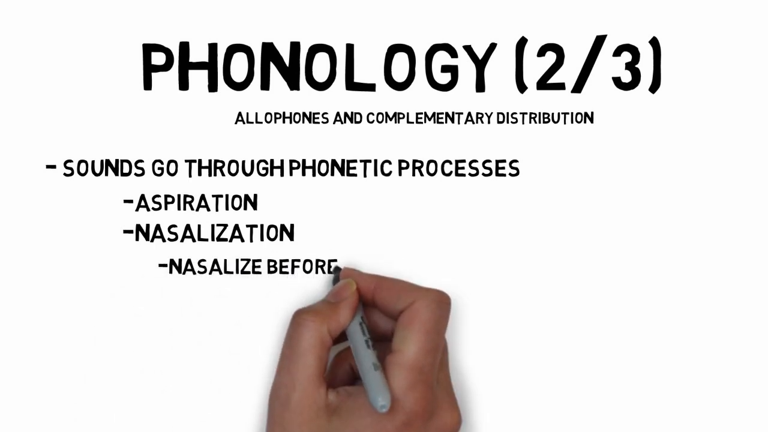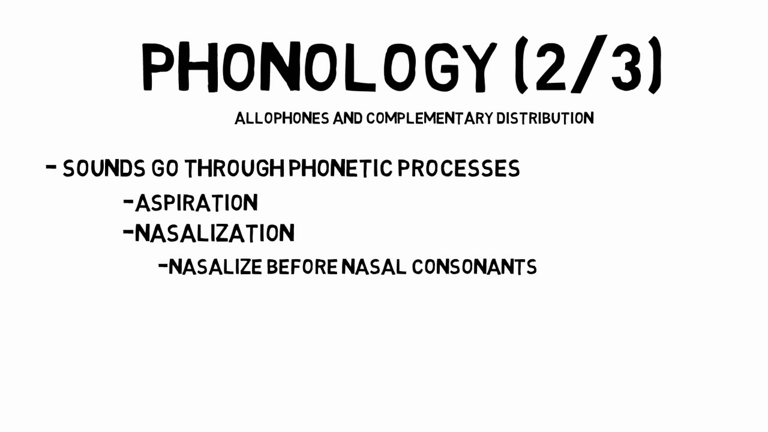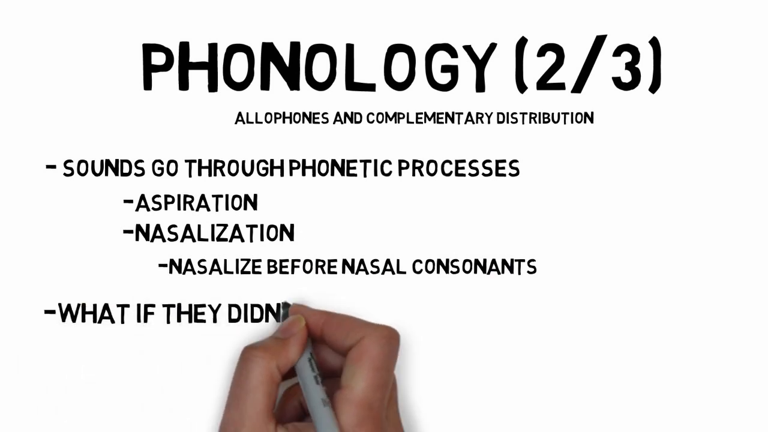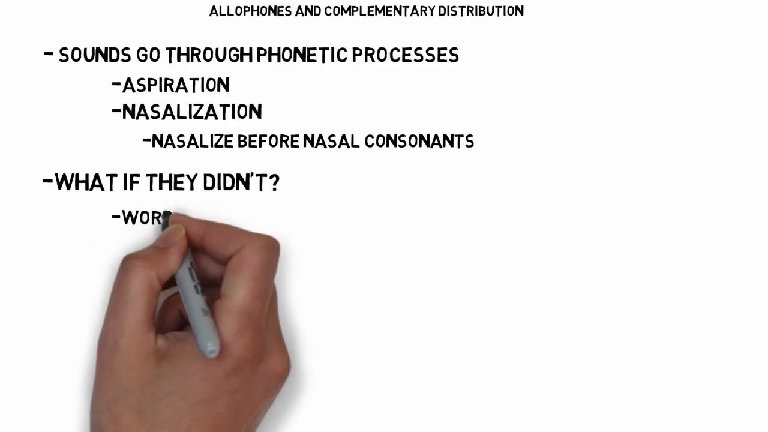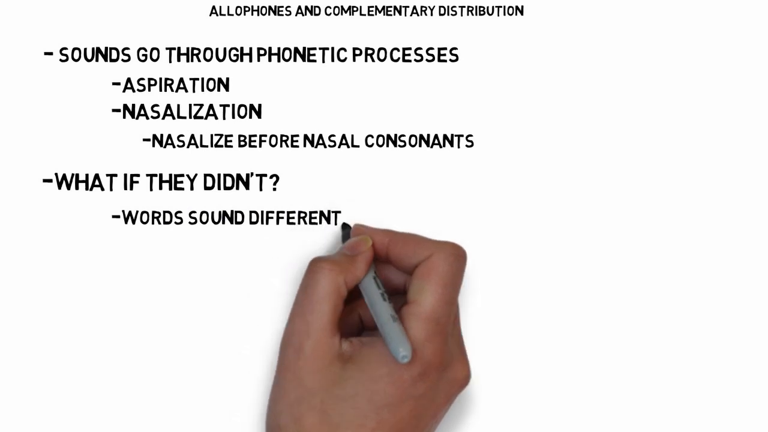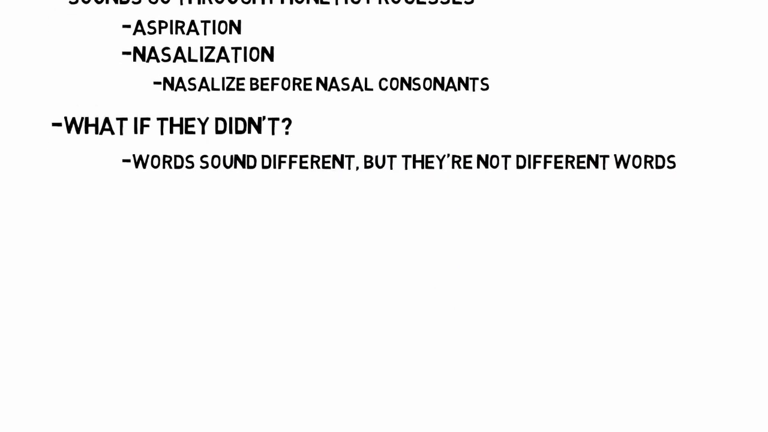We know that, for example, we nasalize sounds before nasal consonants. But what if we didn't? What if I said, instead of span, span, without the nasality? What if I released the T at the end of the word cat? So instead of cat, I said cat. Even though these sound different, they're more or less the same words, right? You could still likely tell what I was saying.